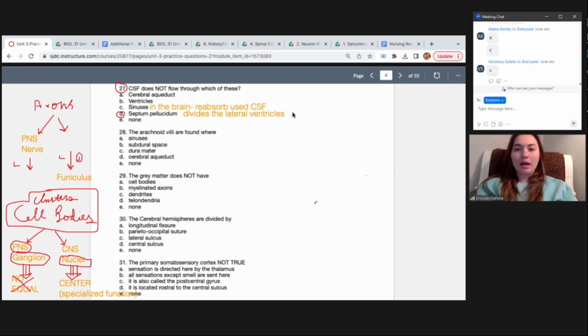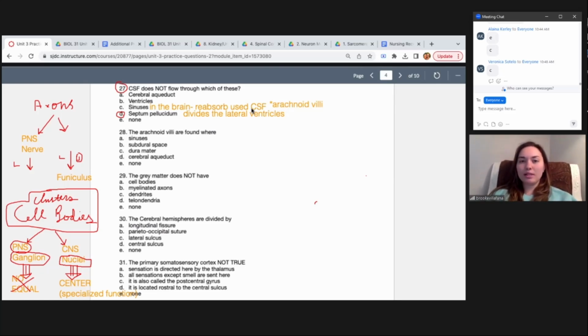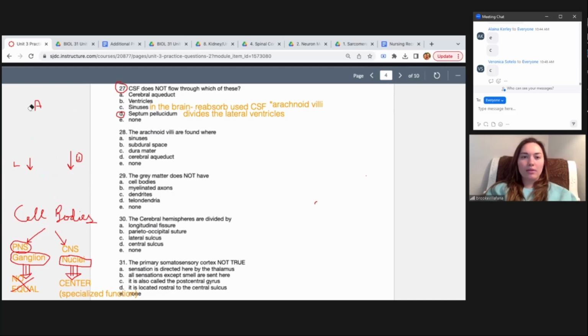Do you guys remember that? They have arachnoid villi sticking into them. Is that kind of ringing a bell? So those sinuses do reabsorb used CSF. So CSF does flow through them. I know you guys are probably thinking of your nasal sinuses, but these are different. They are the ones that reabsorb used CSF. They have arachnoid villi. Septum pellucidum, again, is that structure that is dividing the lateral ventricles. So you're going to choose D because that would not be allowing CSF to flow. Hopefully that makes sense there. All right, question 28. The arachnoid villi are found where?